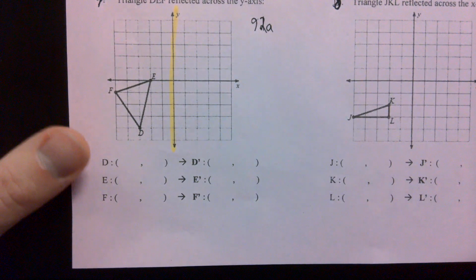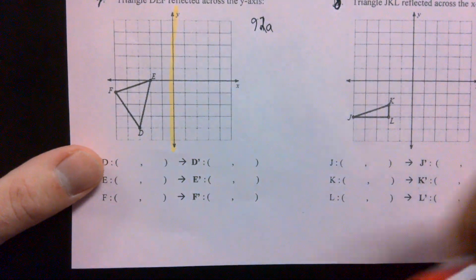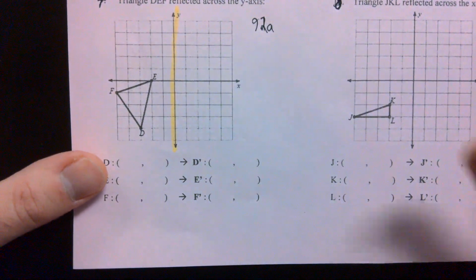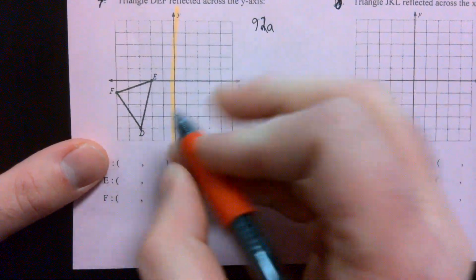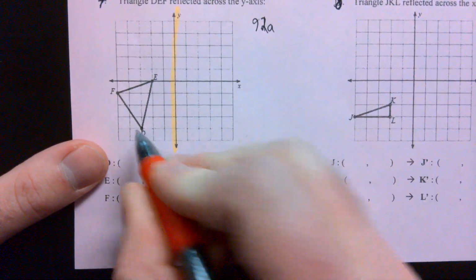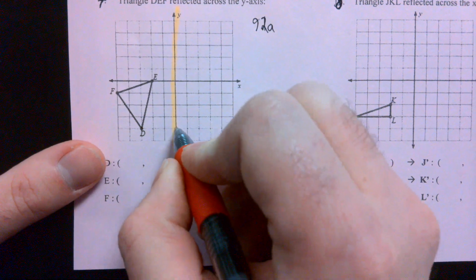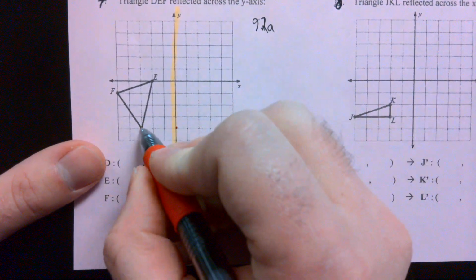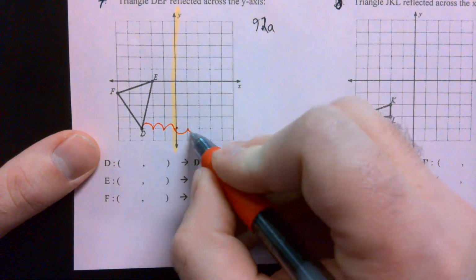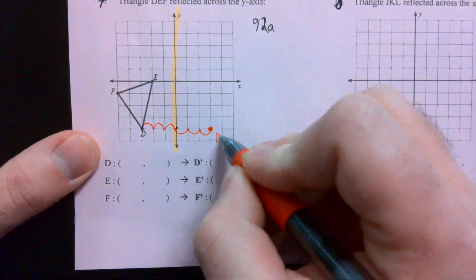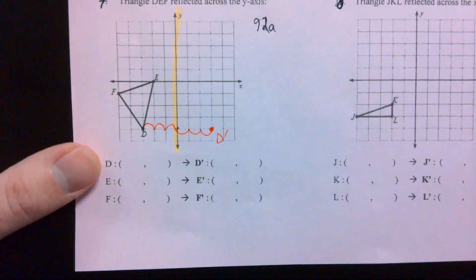All right? And I'm just going to count, right? Some of us are good at counting. I mean, hopefully all of us are good at counting, but some of us prefer the counting method. If I start at D, I'm going to count towards that line of reflection, and I'm going to count 1, 2, 3 spaces, and then 1, 2, 3 more spaces past the line of reflection to get D prime.